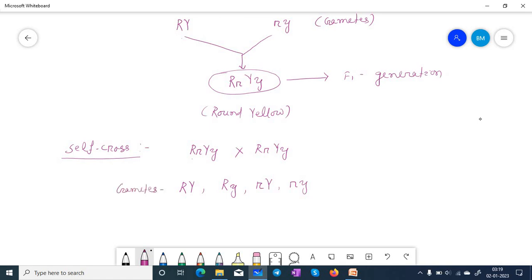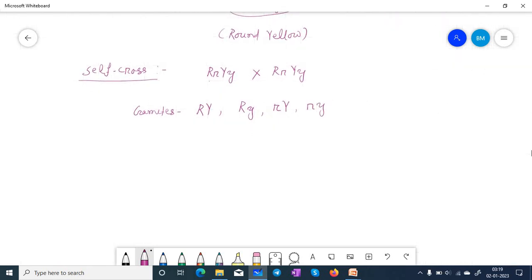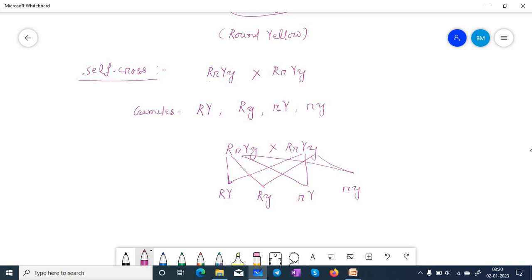When we self cross it, first the capital R combines with the capital Y, giving RY. When capital R combines with small y, it gives Ry. Then small r with capital Y, and again small r with small y. Even you can cross with the Y along this; these are gametes. So four gametes we got.